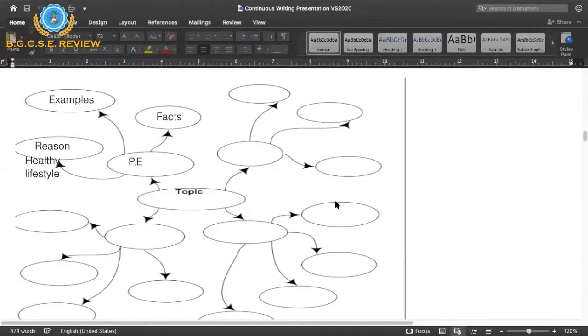So for PE, okay? A reason for that may be that it encourages a healthy lifestyle. The only thing I put there was healthy lifestyle. Remember, you only have 10 minutes to plan. I am going to explain that fully in my paragraph about physical education. Okay, what are some examples? You may talk about diet, you may talk about exercise. All of those are examples, or all of those are included in physical education.